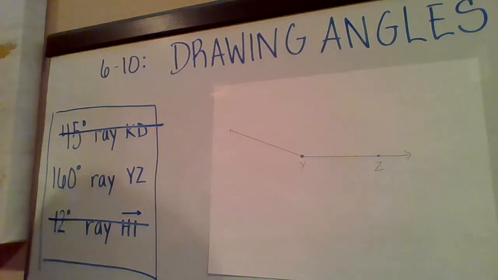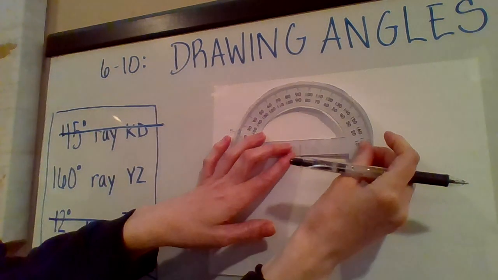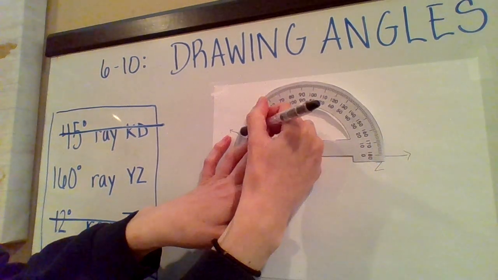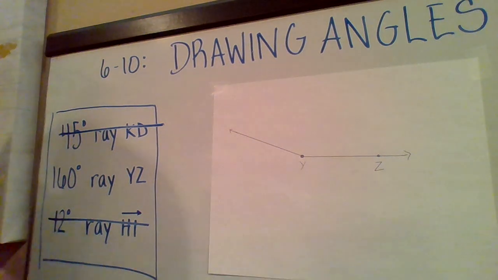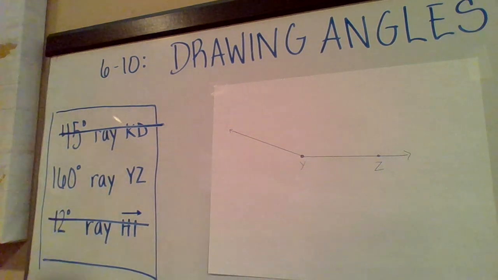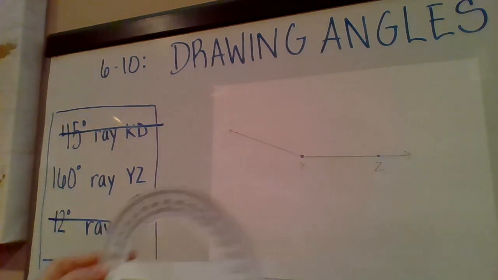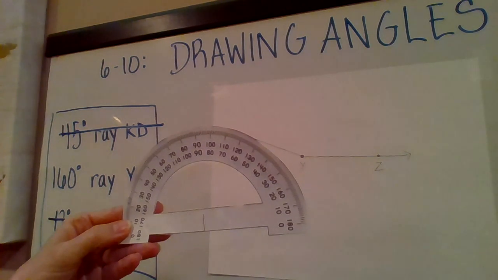And then I am going to check that. Vertex, baseline, 160 degrees. It's an obtuse angle. And that is how you draw angles. So it's actually not too hard. It's kind of fun using a protractor and drawing your angles.